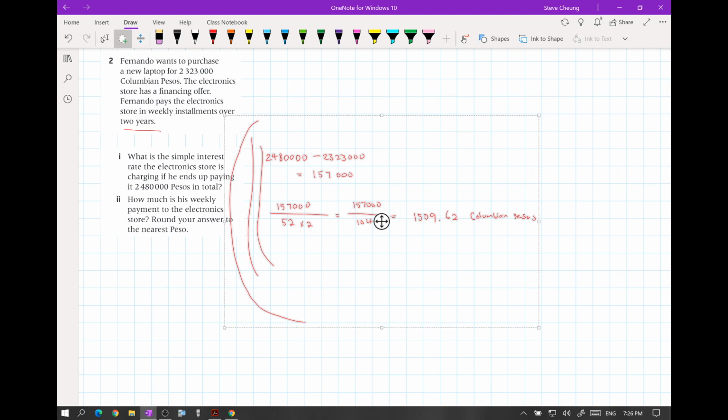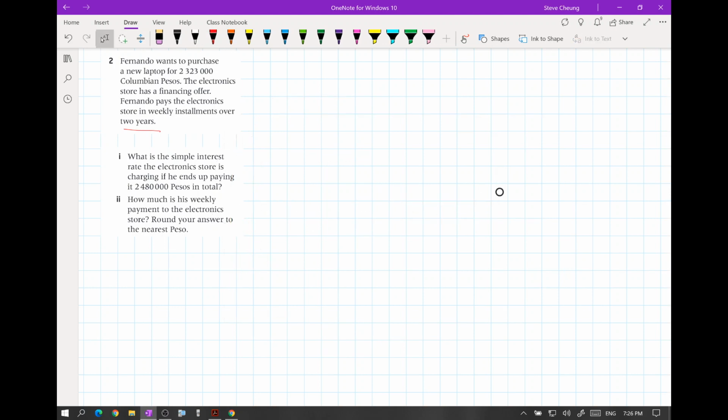Trying to erase this. Okay, let's do it again. This is how much he actually ends up paying. So that means his weekly installment is, well, to find the simple interest rate, so what we can do first is, now this doesn't really specify what rate they want, so we would just take it as an annual rate. So all we got to do is take the difference. It's too many zeros.